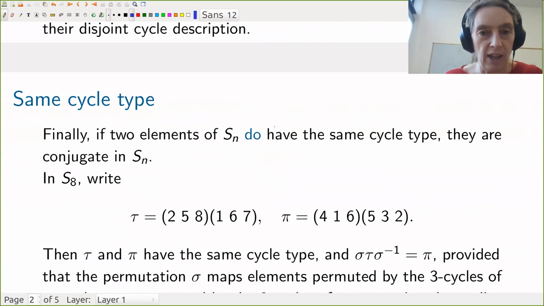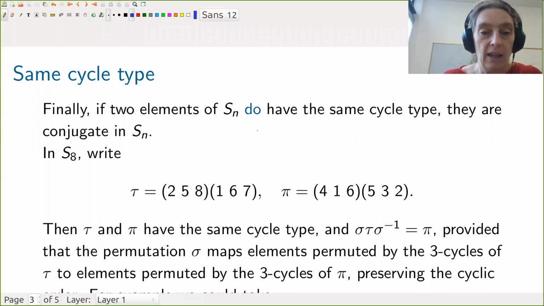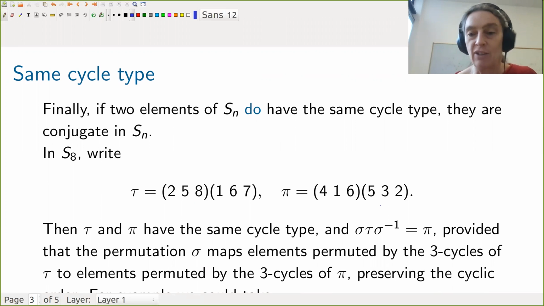And something that we haven't quite shown yet is that if 2 elements do have the same cycle type, then they are conjugate. So here's an example. In S8, we have a pair of elements, tau and pi. Tau and pi have the same cycle type in S8. Each of them consists of a pair of disjoint 3 cycles and a pair of fixed points that aren't explicitly listed. So tau, for example, has 2 3 cycles, and it fixes the elements 3 and 4, which aren't appearing in either of the 3 cycles. Pi also has 2 3 cycles with disjoint sets of elements involved in them, and it fixes the elements 7 and 8, which are not listed amongst the 2 3 cycles there.